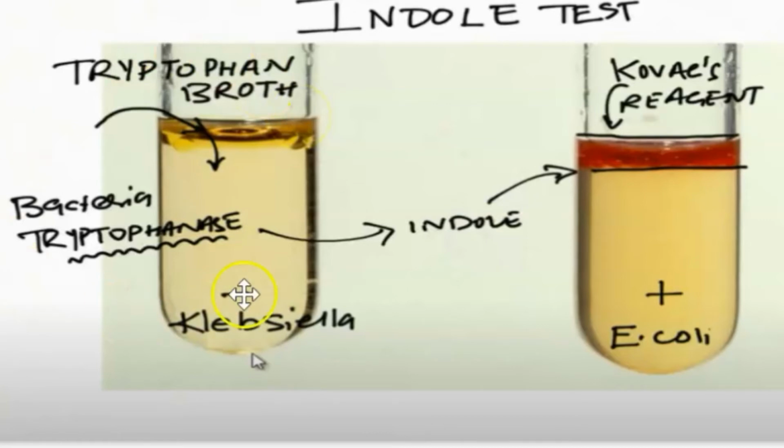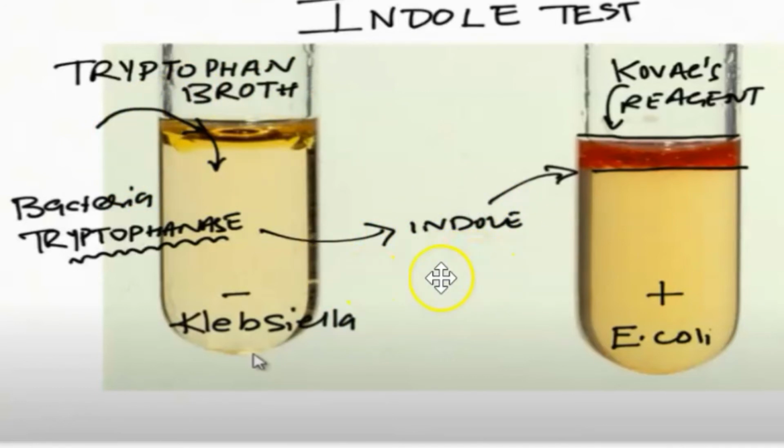If the bacteria that you inoculate have the tryptophanase enzyme, then the tryptophanase enzyme hydrolyzes the tryptophan that is present in this broth into three end products, one of which is indole. After incubation, when you see this broth, it looks the same as it looked before. Indole production is detected by Kovac's reagent.